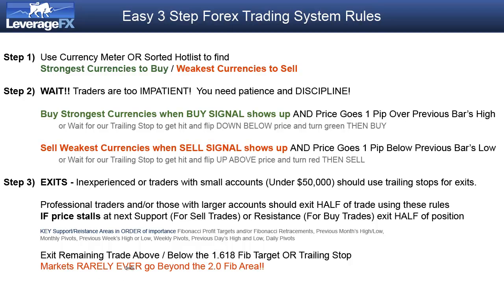And also, markets rarely ever go beyond the 2.0 fib level. If they do, 5, 10, 15 pips, then you're going to get a pullback. Doesn't mean that they won't go above that on the next wave up, but the first time they hit that level, it's usually going to pull back. So let's look for some of the trades today.